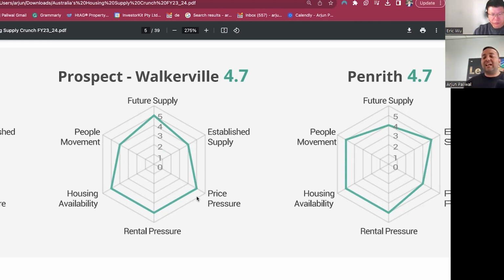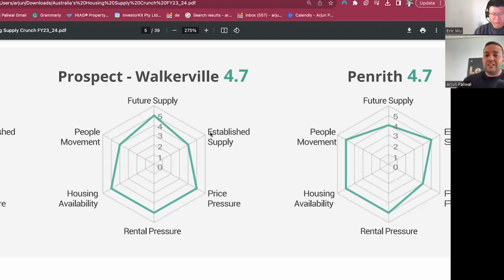And those are things like days on market, how quickly are things selling, auction clearance rates, vendor discounting, how much people are having to give away from listing, and then sales volume. So these are some of the indicators that make up price pressure. Rental pressure, speed to find a tenant, rental days on market, and then rental vacancy rates, and then total rental listings. These are some of them.